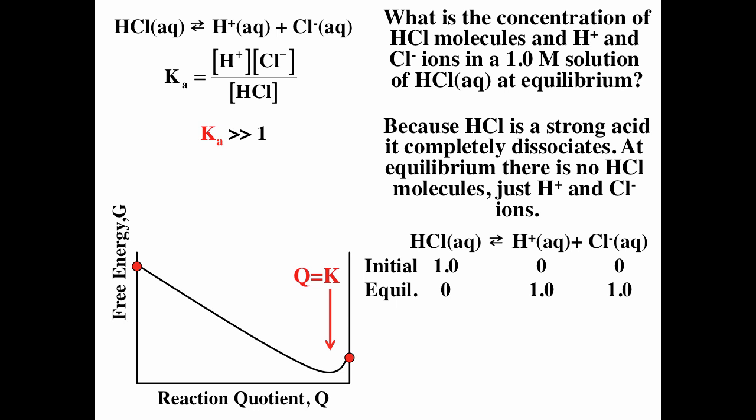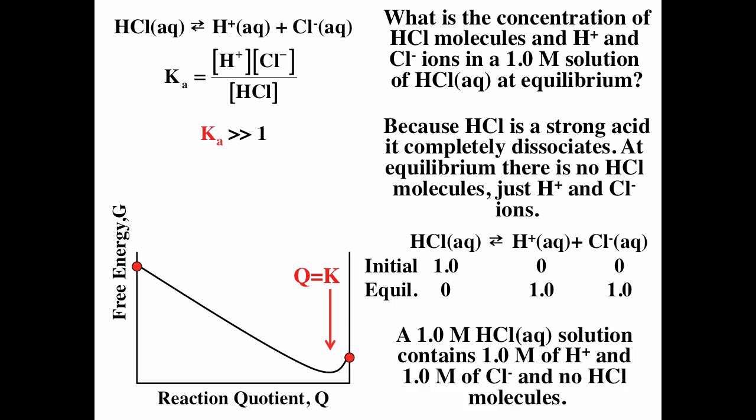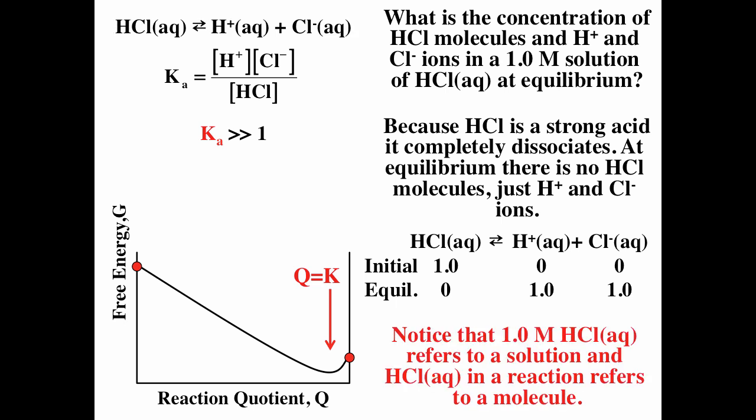Often we treat Kas for strong acids as pretty much infinite. And so for a 1 molar solution of HCl, it's kind of interesting. We have no HCl molecules. We have 1 molar hydrogen ions and 1 molar chloride ions. When we're talking about 1 molar solutions of HCl, we're talking about how it was made. We're not actually talking about the number of HCl molecules in the solution.